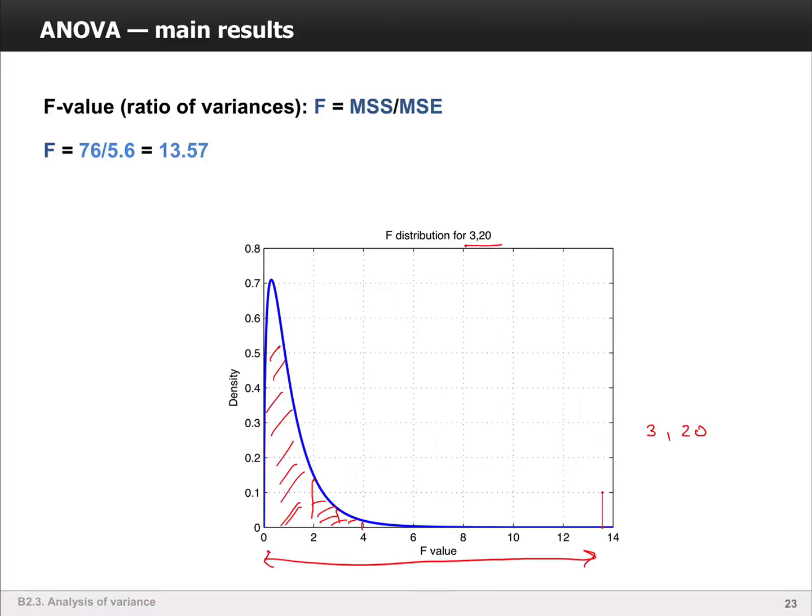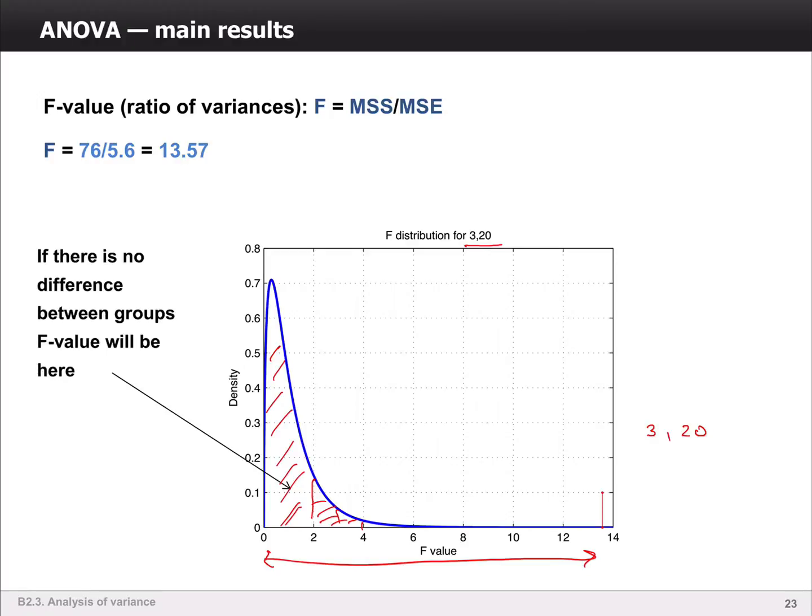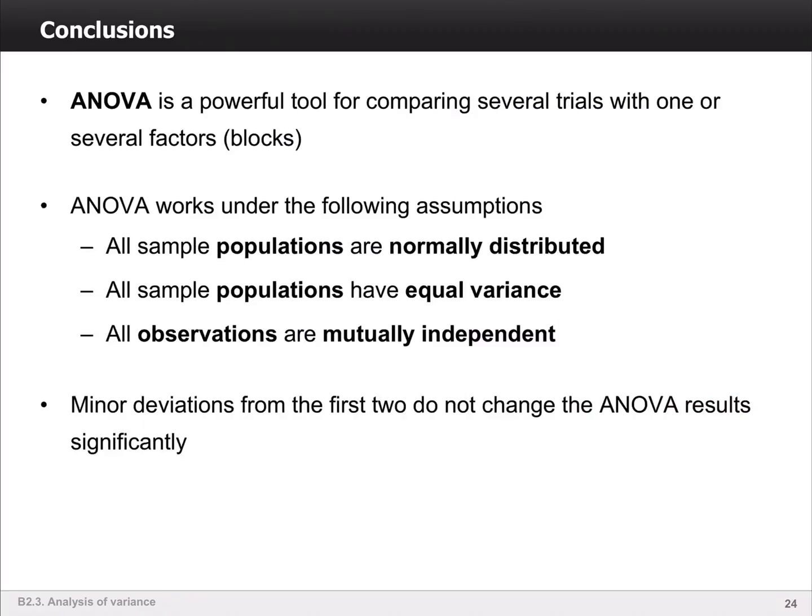Of course the p-value will not be exactly 0, it will be something like 0.0000. So our sample is too extreme to have been taken from a population where there is no difference between means. So it means that ANOVA tells us there is a difference. So that's how it works.